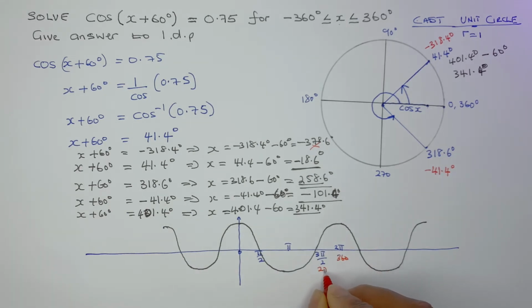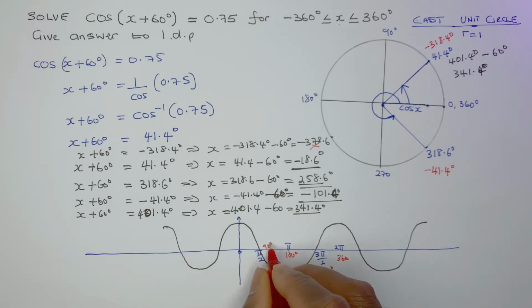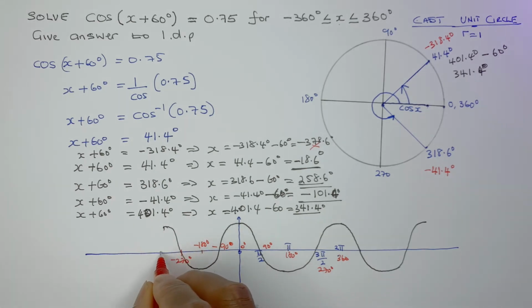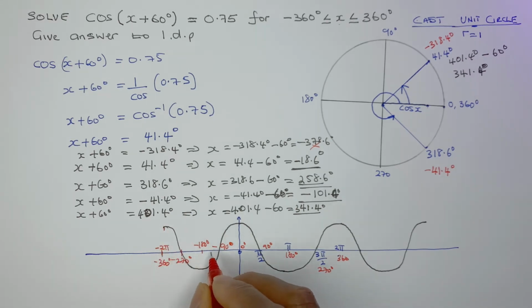This is 270 degrees, and this is 180 degrees, and this is 90 degrees, and that's 0 degrees, minus 90 degrees. This is minus 180 degrees and minus 270 degrees. Here is minus 2 pi, minus pi, minus pi over 2. It's all crowded now. And so that's what we have.